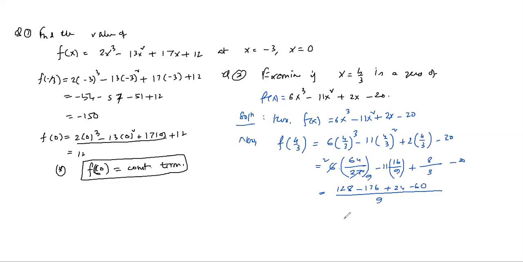Clearly it is a non-zero value. Anyway, we'll work it out. It will be 152 minus 236. So anyway, this is non-zero. If this is non-zero, then x equal to 4 by 3 is not a zero of f(x). So we are done with this. Please note it down.